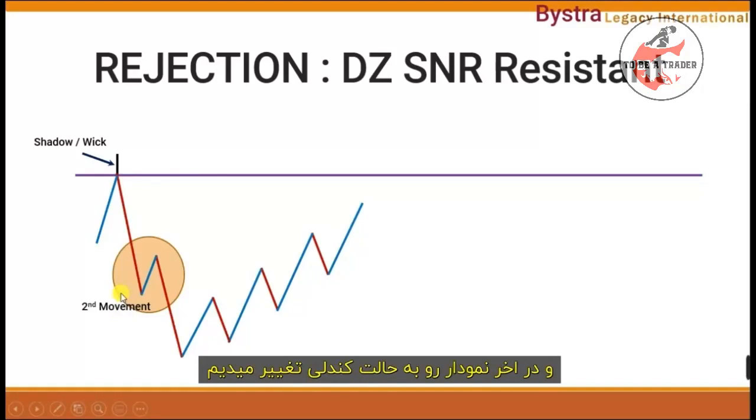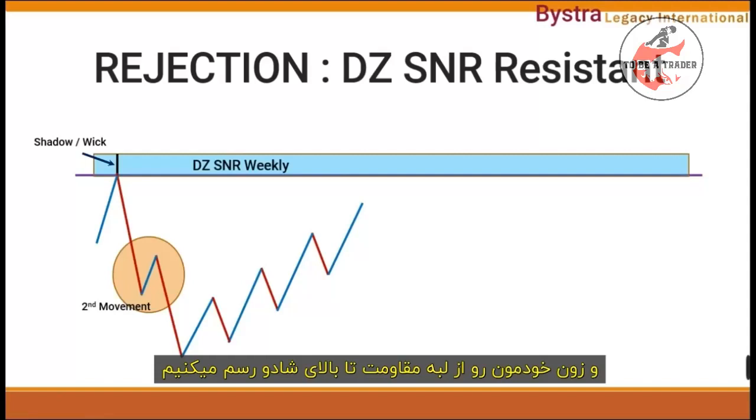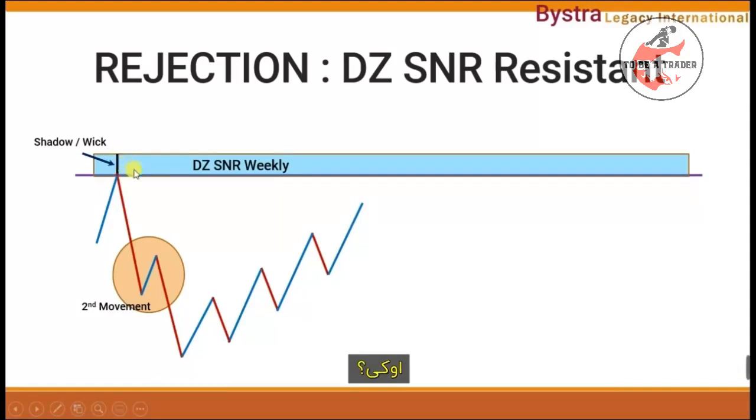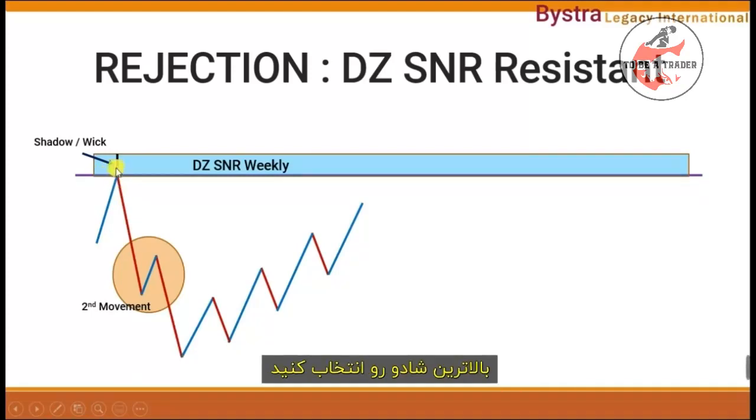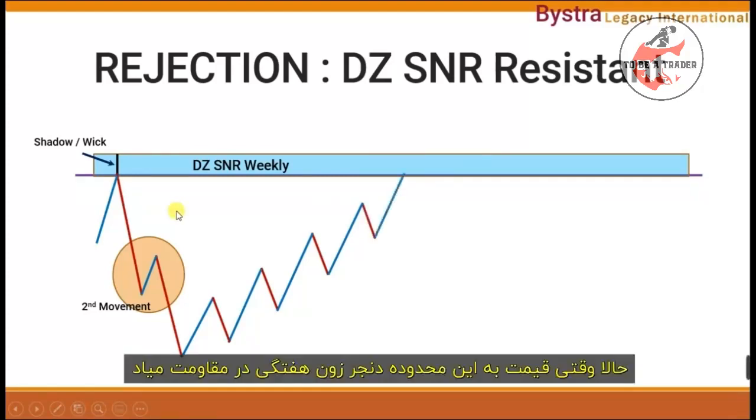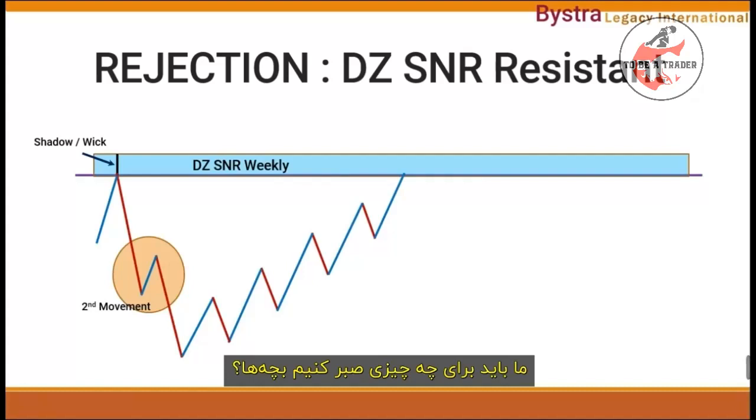And then lastly, we change to the candlestick chart and mark our zone from the edge of the resistance all the way up to the shadow. Okay, as reminded earlier, if two of the candles are at this capital letter A, choose the highest shadow. Now when price comes to the danger zone SNR weekly at the resistance, we have to wait for, what is it, guys?